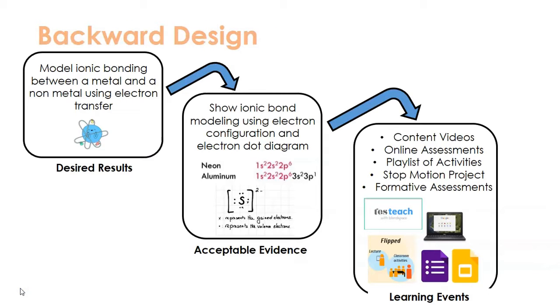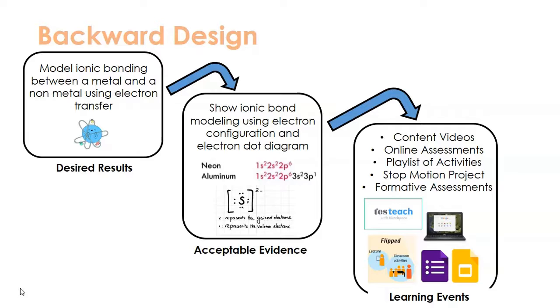For my particular unit, my desired result is the goal for this entire unit was to model ionic bonding between a metal and a nonmetal using electrons and how they transfer. So I started with that when I was creating this unit because that's what I want the students to accomplish throughout the entire unit. So that's my end goal. That's kind of what I want to test.